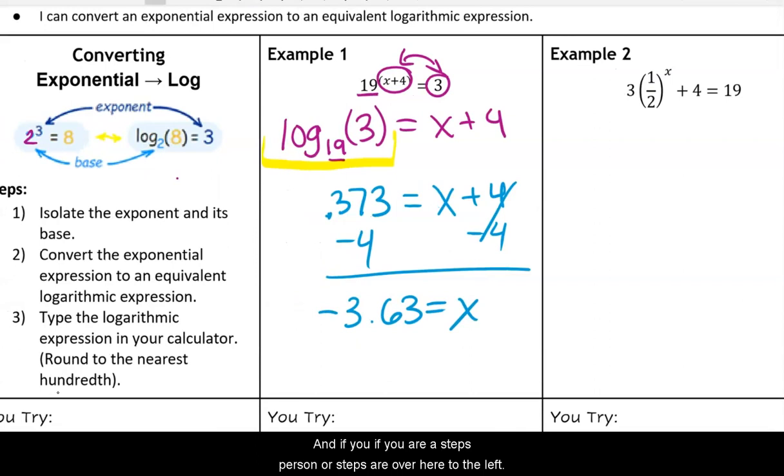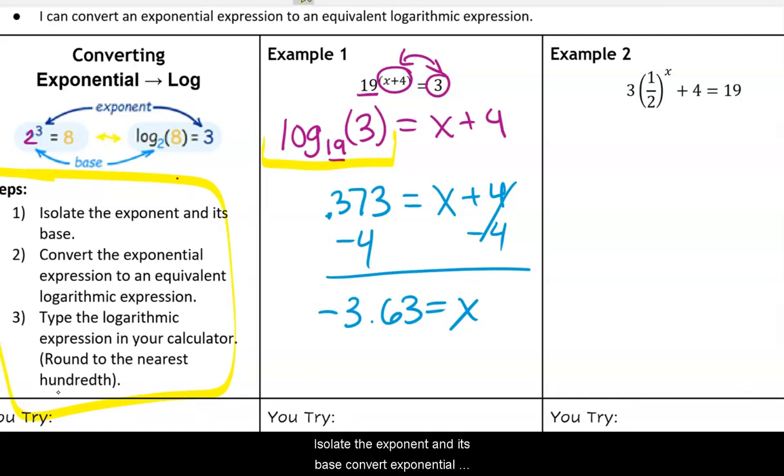And if you are a steps person, our steps are over here to the left. Isolate the exponent and its base. Convert the exponential expression to an equivalent logarithmic expression, and then type the log into your calculator and round to the nearest hundredth. That's 2 decimals. Round to 2 decimals.